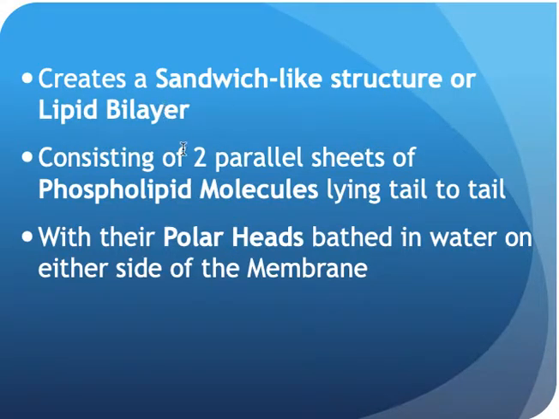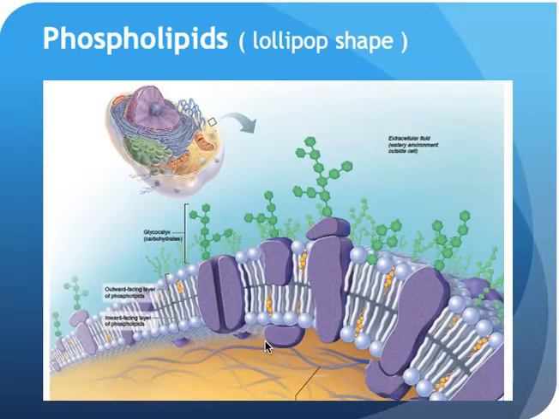Important multiple choice question. It consists of two parallel sheets of phospholipid molecules, and when you hear lipid, you want to think about fats, and these are going to lie tail to tail, okay? And again, this is one of those things where we're looking at the interior of the membrane versus the exterior of the membrane. Their polar heads are going to be bathed in water on either side, and this allows them, again, to just be in contact with the internal environment and the external environment.